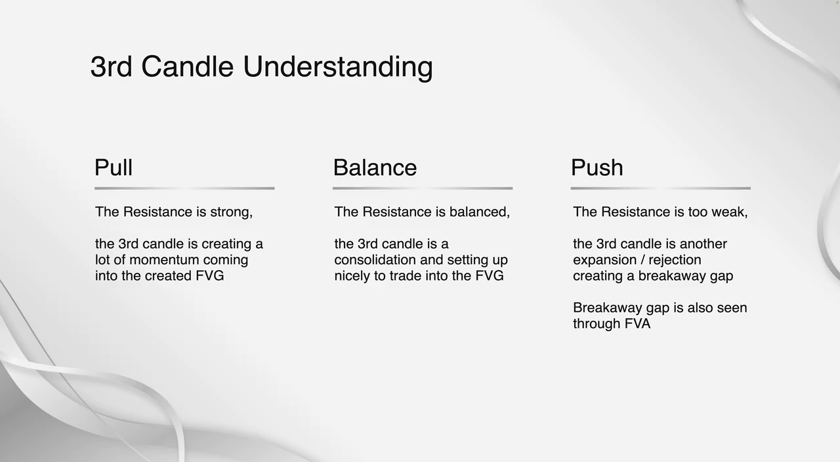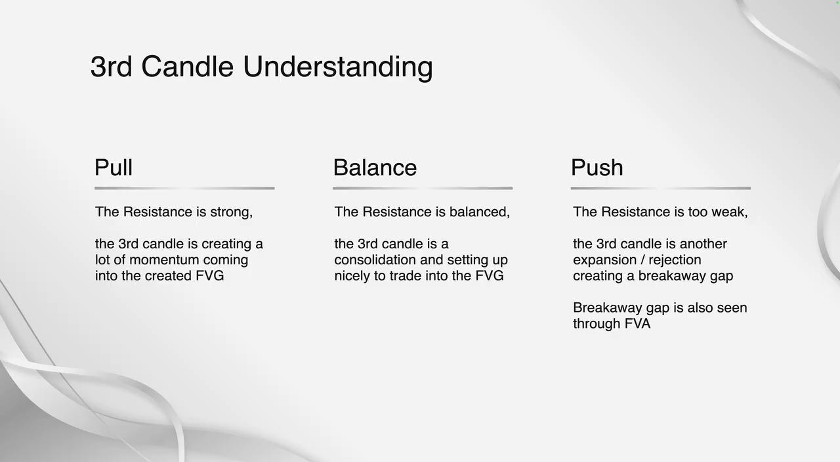Whenever we create a fair value gap, again, like we mentioned, the first candle can do whatever it wants to do. The second candle is an expansion phase candle, always. Otherwise, there is no fair value gap. Then the third candle is tricky because it can do all of these things right here. It can either pull, it can be balanced, it can push. So these are all 3 different options where they all make sense. If we go into the chart as well, it's visually quite clear what I mean.